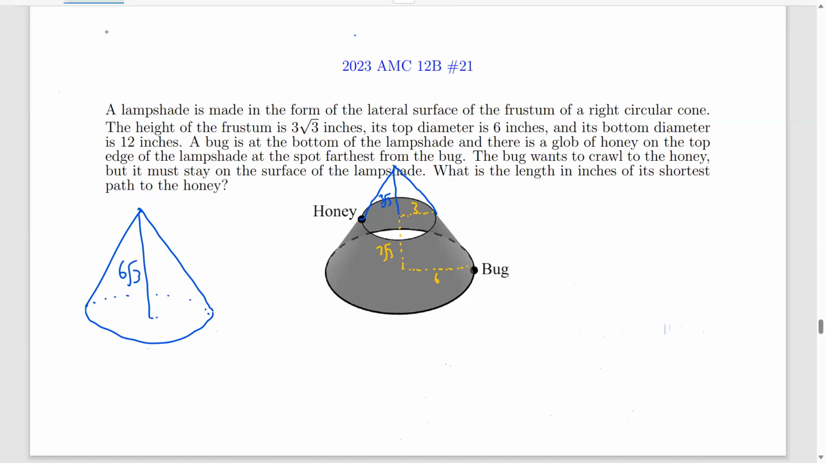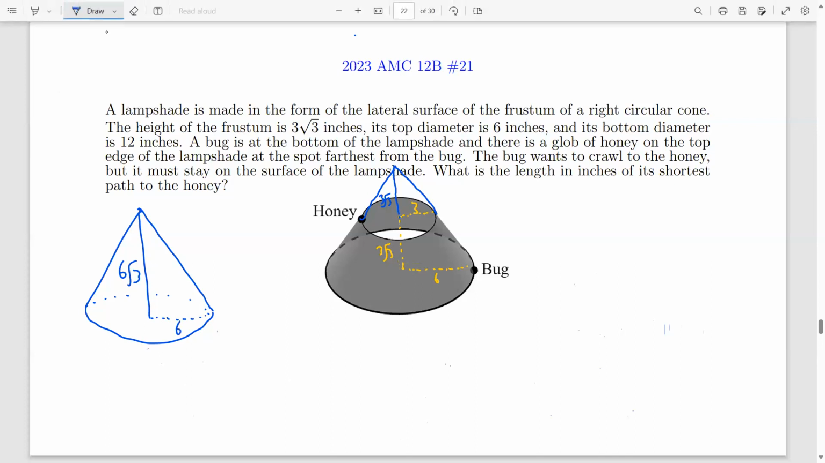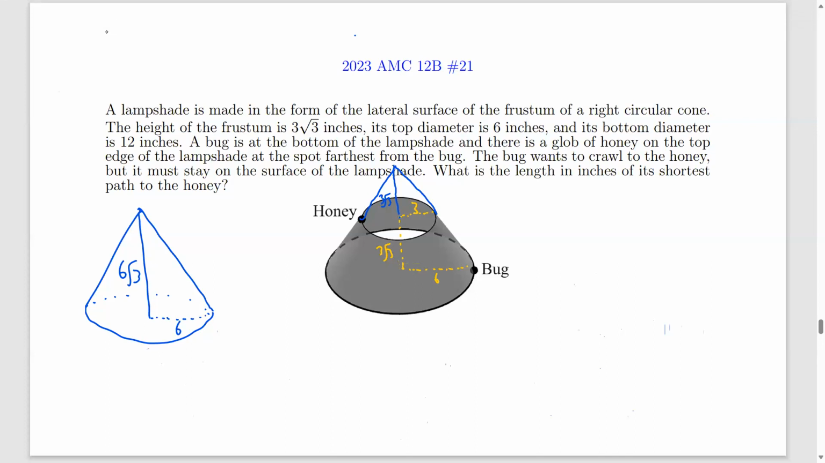Now, because the bottom radius, which is the base radius of this cone, is 6, this means that the slant height would be 12 inches. So therefore, if we were to unfold the surface of this cone in order to obtain a sector of a circle, we would see that the radius would be 12 and the circumference of the base is 12 pi. So therefore, the lateral surface forms half of a circle of radius 12.